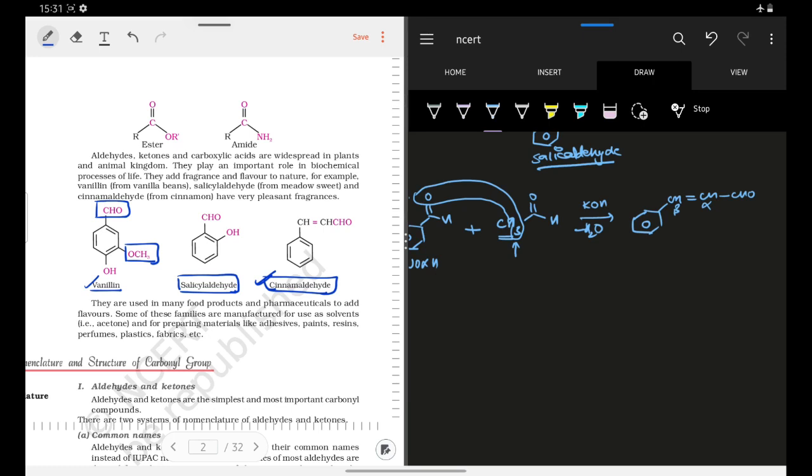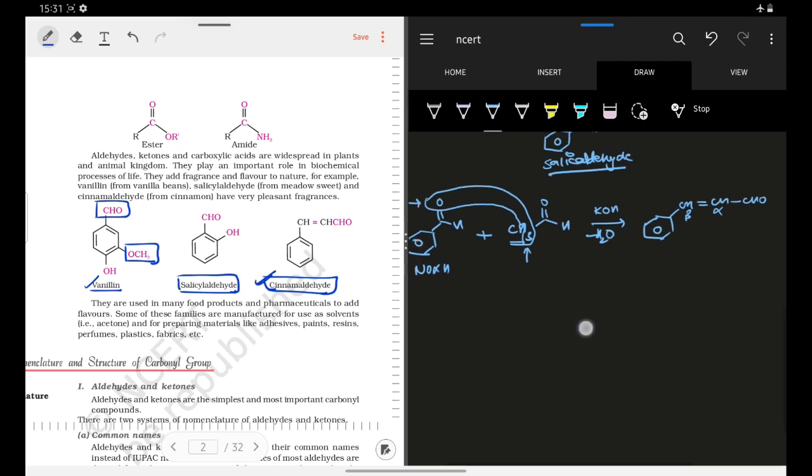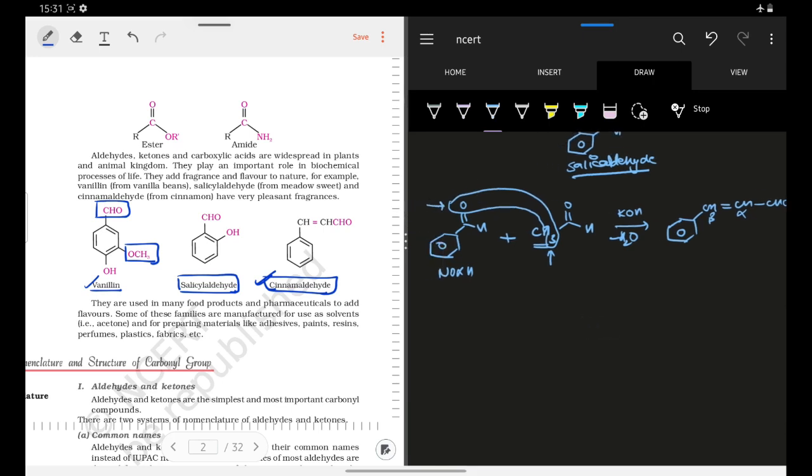So instead of remembering the structure of cinnamaldehyde, you should remember it as: if I condense benzaldehyde and acetaldehyde, I will get cinnamaldehyde. Now I know aldol condensation, I will do the condensation and then I will know what the product is. So this is how you can remember the structure of cinnamaldehyde.